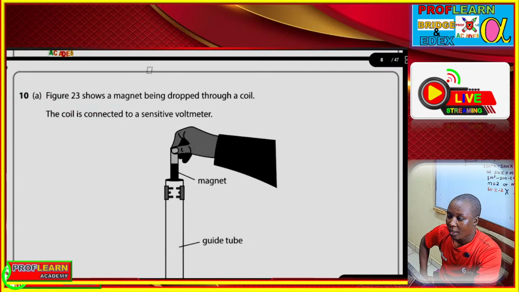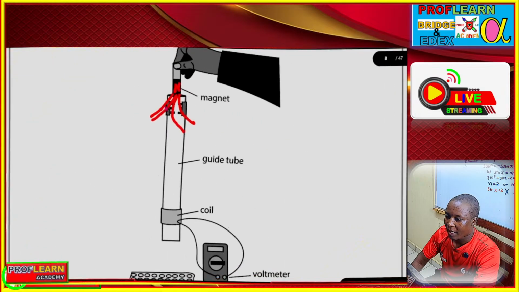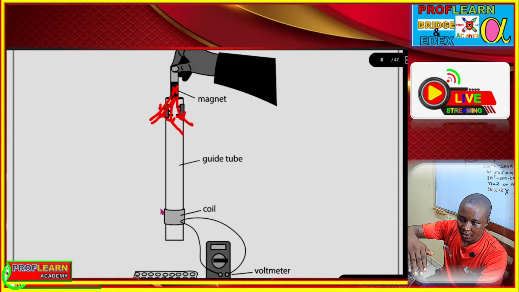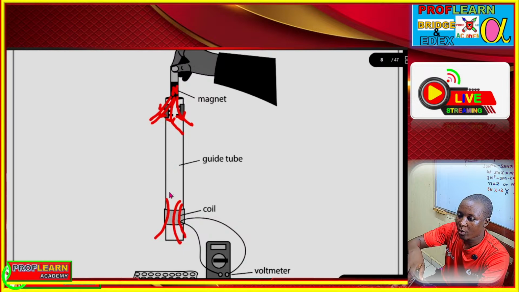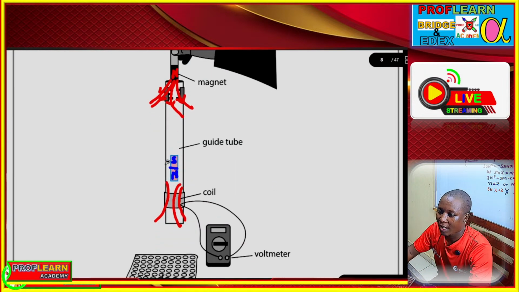Question number 10, also in electromagnetic induction, we are told the figure shows a bar magnet that is dropped through a coil, and the coil is connected to a sensitive meter. So you can see we have a magnet at the top, and this magnet has magnetic field. When it drops, these magnetic fields of this permanent magnet are going to cut through the coil. And when they cut through the coil, an EMF is induced in that coil, which the meter detects.